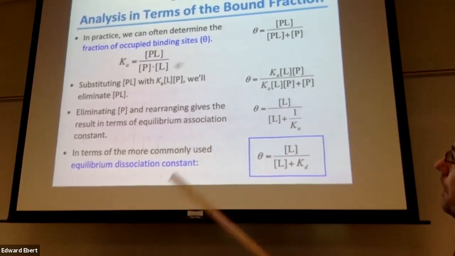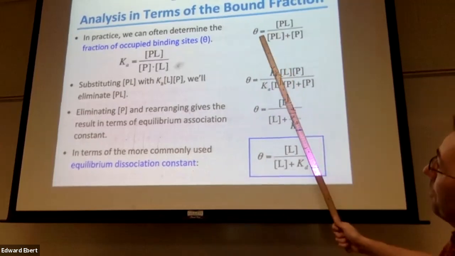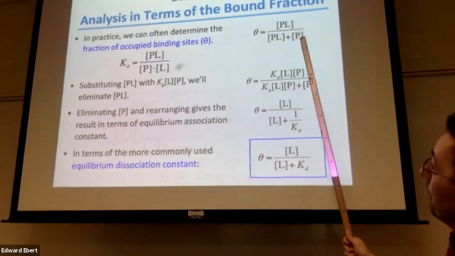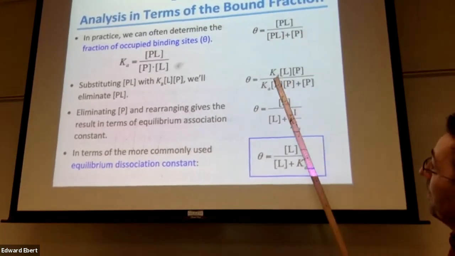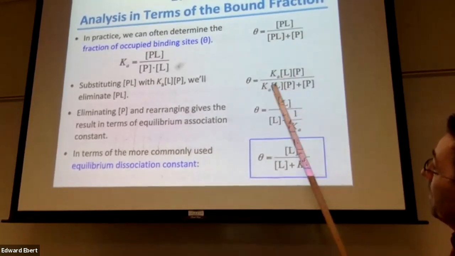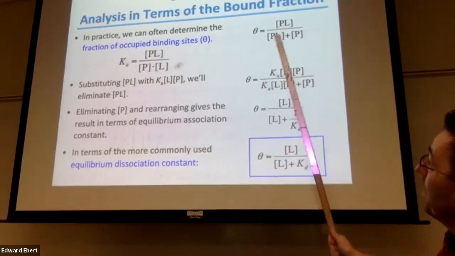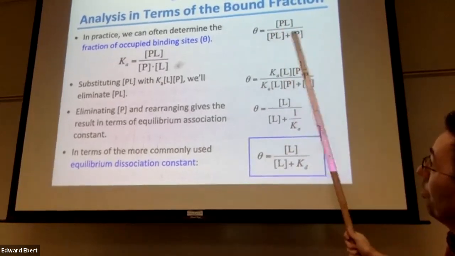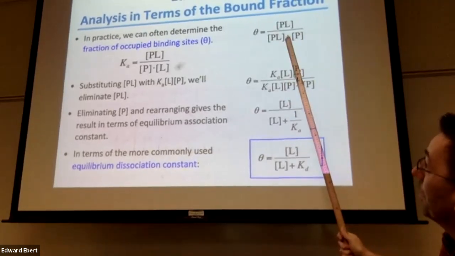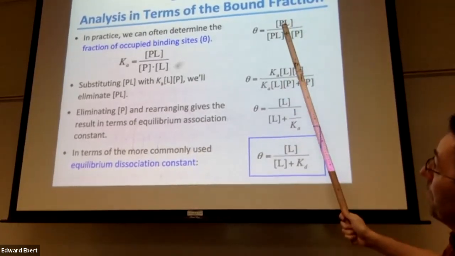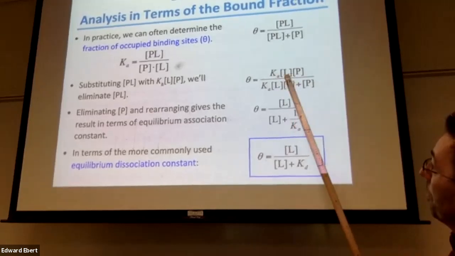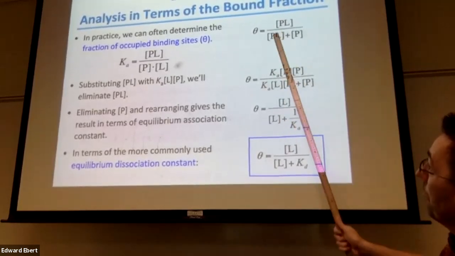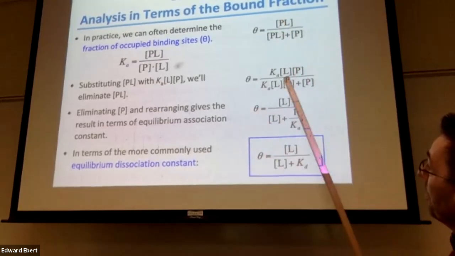So how we do this, let's look at this. Our theta is going to be PL over PL plus P. All right. So put in our Kas here. It's our fraction of binding sites. So basically this is occupied protein. This is total protein on the bottom here. Okay. So since we can't measure this, we'll put in our Ka and our L and P. Okay. All right. So if we do that for both of these, get that going on here.